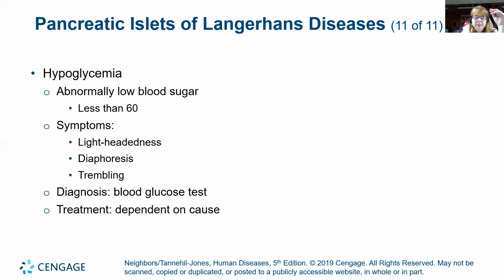So, hypoglycemia. That term is used for an abnormally low blood sugar, less than 60. Okay, the symptoms are lightheadedness, sweating, the diaphoresis is sweating, and trembling. Okay, so that's why, I'm feeling a little shaky, I better get something to eat. Okay, the only true diagnosis is to do a blood glucose test. Okay, treatment depends on the cause.